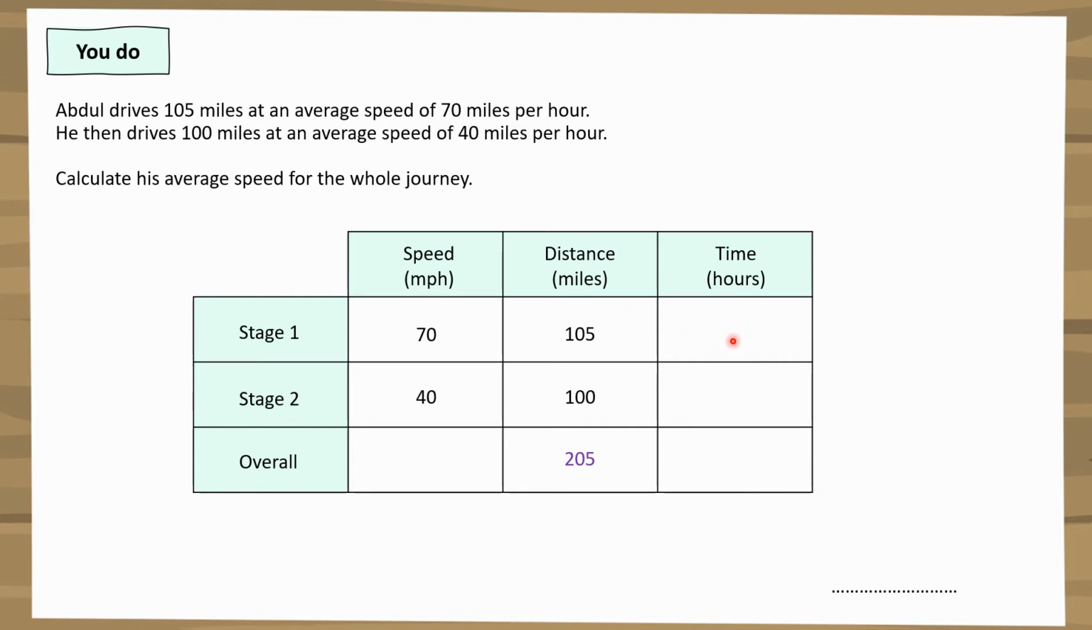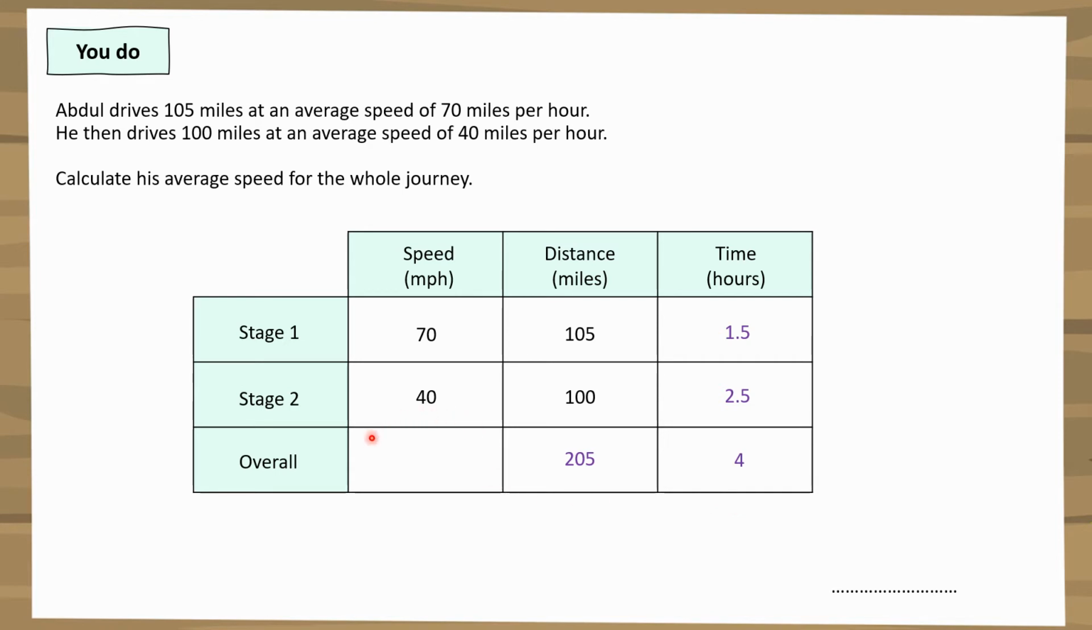So time is distance divided by speed. So if I do 105 divided by 70, I get 1.5 hours. And then here, 100 divided by 40 is 2.5 hours. So stage 1 took 1.5 hours, stage 2 took 2.5 hours. So the overall time for the entire journey was 4 hours.